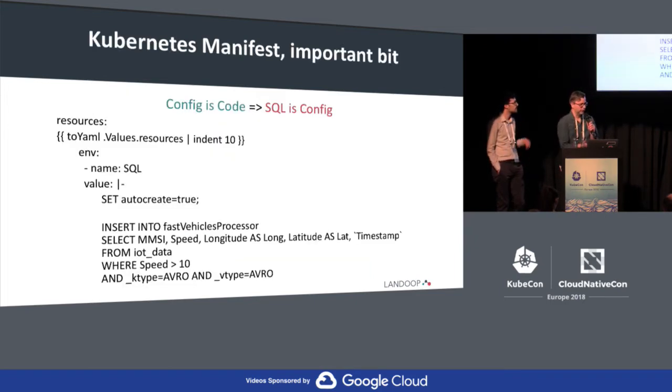So, this is the important bit. This is what it looks like. This is what we're deploying. This is a snippet from our Helm chart. It's nothing very fancy in here. We have an environment variable, and we push in the SQL. We have the pre-built Docker image, which has the JMX exporter in it for Prometheus as well. And that's all we need to do.